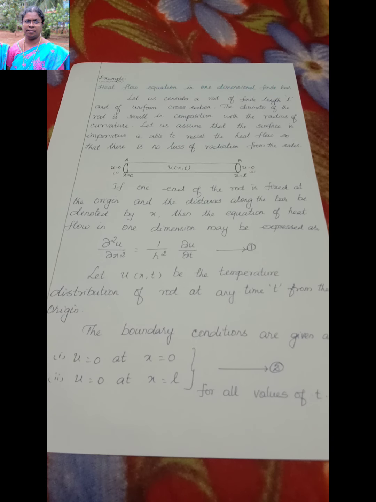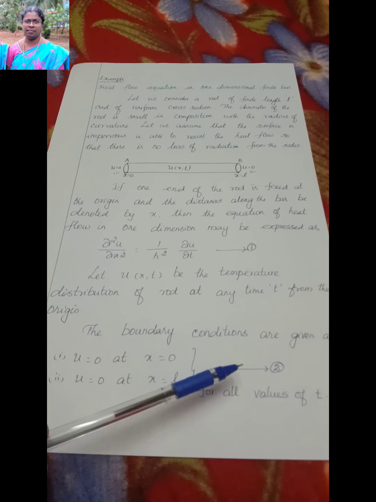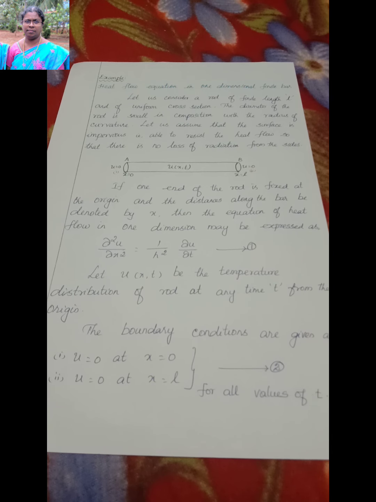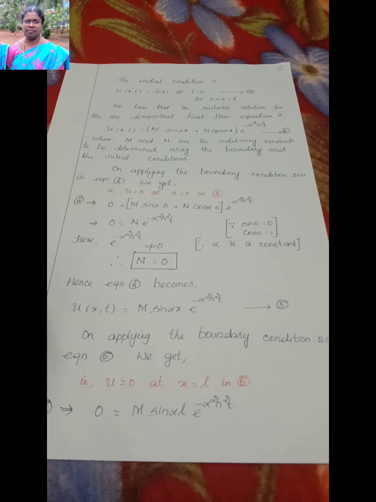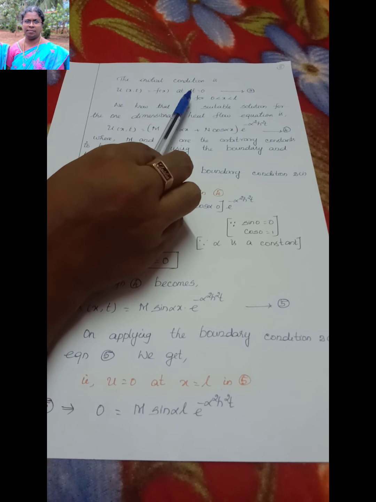Let u(x,t) be the temperature distribution of the rod at any time t from the origin. The boundary conditions of the rod are given as u = 0 at x = 0 and u = 0 at x = L. That is equation number 2. This condition is applicable for all possible values of t. The initial condition is u(x,t) = f(x) at t = 0.